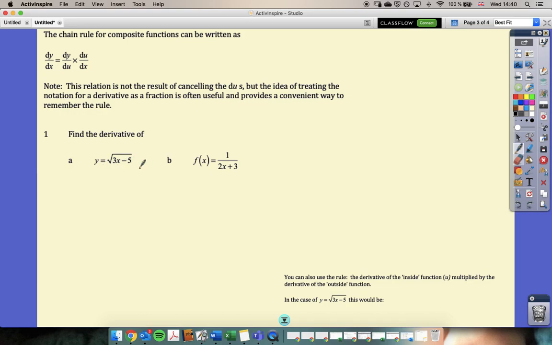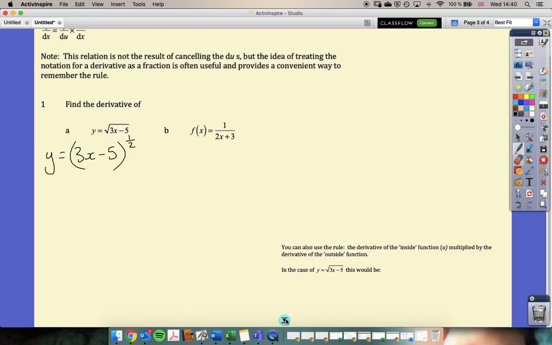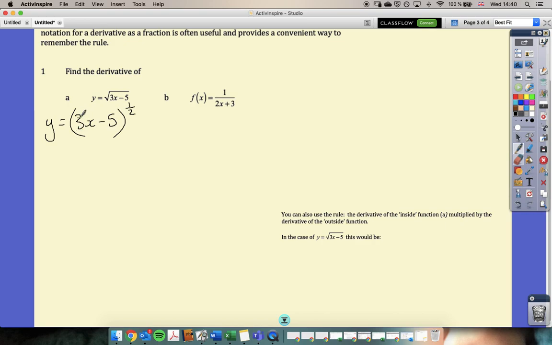So if we were to try and rearrange and expand this, we would think of this as 3x minus 5 to the power of a half. Now expanding that is much more complicated, and then finding a derivative is a bit trickier. So we're going to use our chain rule here. And we start by identifying our inside function, which is what is in this case in the parentheses. It's always quite nice when one function is in parentheses because it's clear that that is your inside function. So that is my inside function.